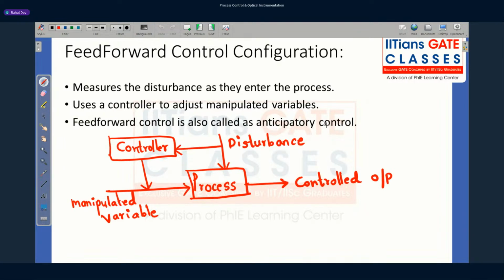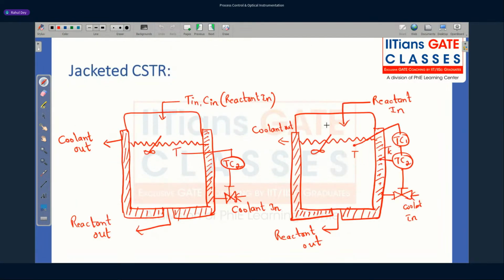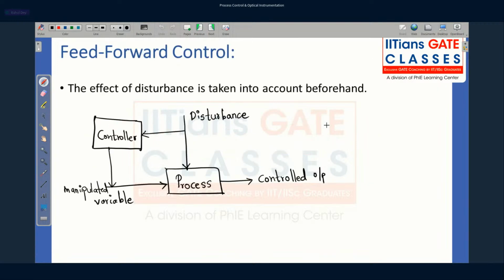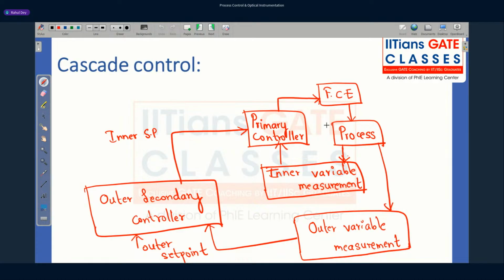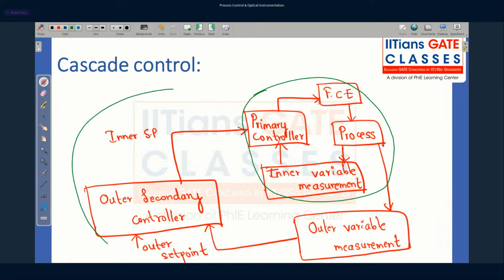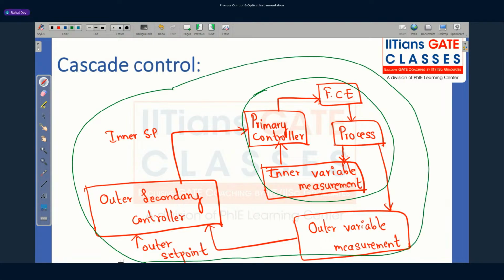First, let us see cascade control. One by one, all the examples we are going to see. So next we have cascade control. What do we mean by cascade control? Basically, there is a master loop and a slave loop, or a primary control loop and a secondary control loop. You can see over here that this is my inner loop and this is my outer loop. So we have an inner loop and an outer loop.